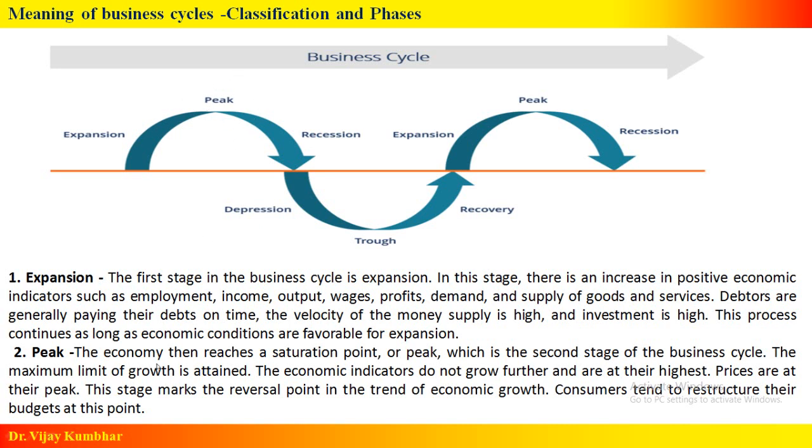Peak is the topmost situation of the economy. It is also known as the saturation point of the economy, or the peak point of the economy, which is the second stage of the business cycle. When the maximum limit of growth is attained by the economy, the recession begins. The economic indicators do not grow further and are at their highest level. Prices are at their peak. The stage marks a reversal point in the trend of economic growth.